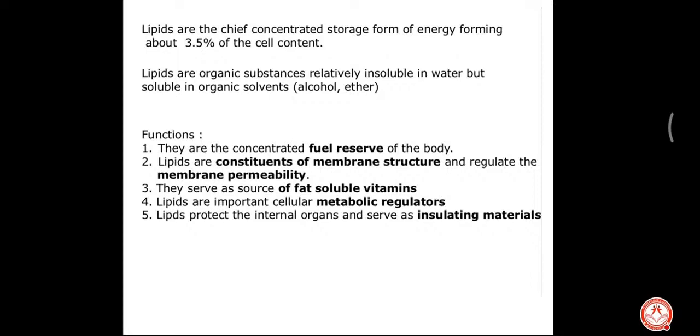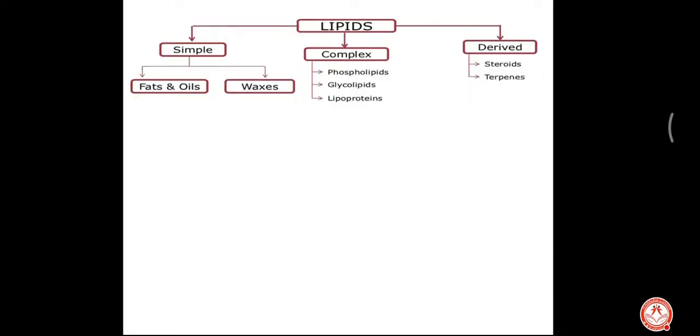Functions: they are concentrated fuel reserves of the body. They constitute membrane structure and regulate membrane permeability. They are found as a source of fat soluble vitamins. They are metabolic regulators and act as insulating materials. Lipids are classified as simple lipids, complex lipids and derived lipids. Simple lipids include fats, oils and waxes; complex lipids include phospholipids, glycolipids and lipoproteins; derived lipids include steroids and terpenes.